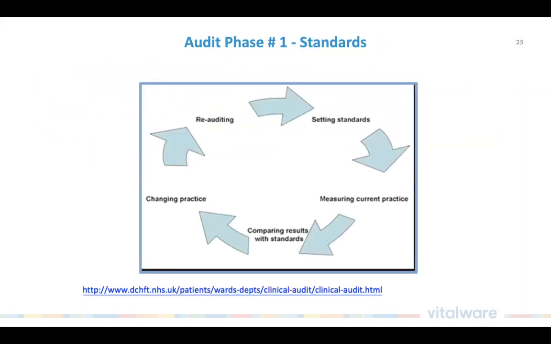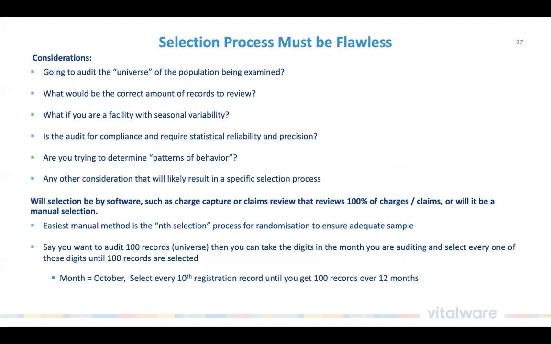So here we go again, phase one, the standards. Phase two is the practice, and then selection must be flawless. So are we going to audit the universe of a population being examined, or are we just going to get a few records? Are they the correct amount? Are they statistically significant?